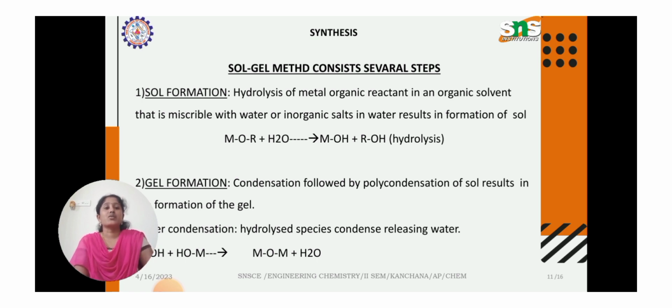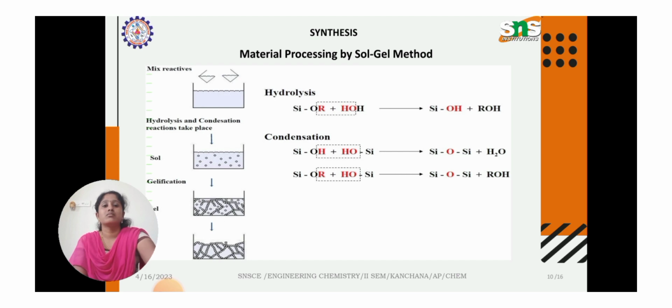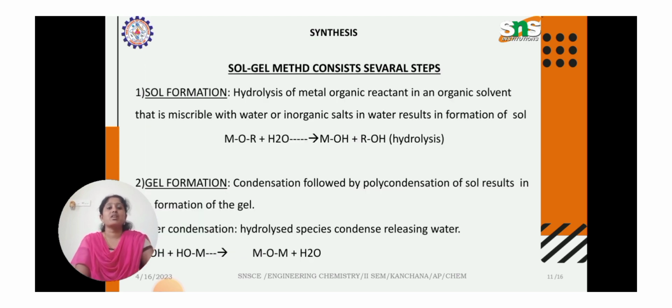The sol-gel method consists of several steps: hydrolysis, then polymerization or condensation, gelation and aging, drying, and dehydration. Now, sol formation, which means the hydrolysis process occurs. The step involves the reaction of metal alkoxide and water in a solvent, usually alcohol, at slightly elevated temperature. The catalyst used is acid or base. And then gel formation: condensation followed by polycondensation of the sol results in formation of the gel.